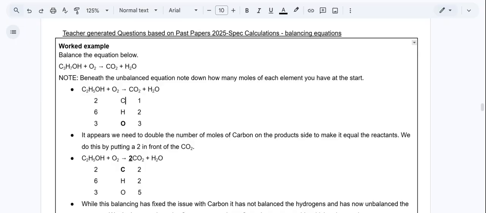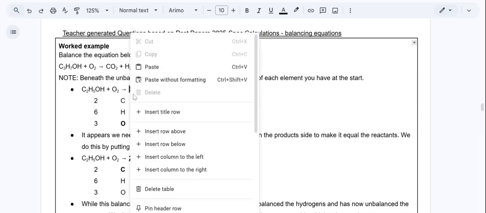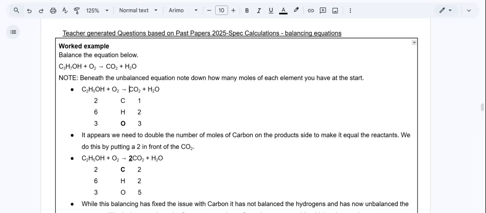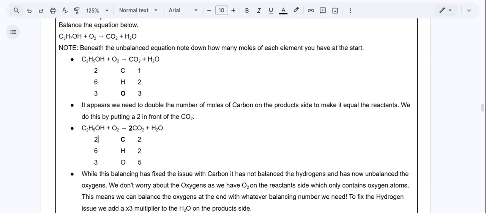So a good place to start would be with the carbons. So it looks like we need to have twice as many carbons on the right-hand side for this to work out. So an easy way to do that is just to put a 2 in front of the CO2. When we do that, if we appraise what our numbers look like now, the carbons are now fully balanced, the hydrogens are still out of whack with 6 on the left and 2 on the right, and the oxygens, which were actually completely fine, are now imbalanced.